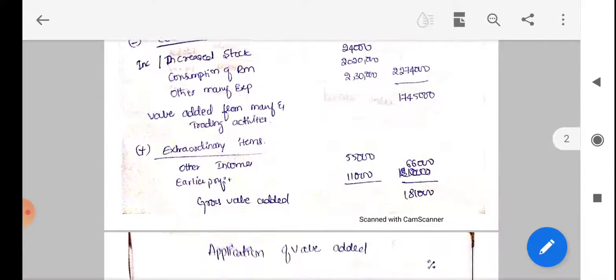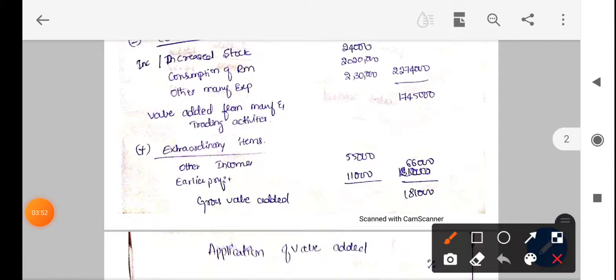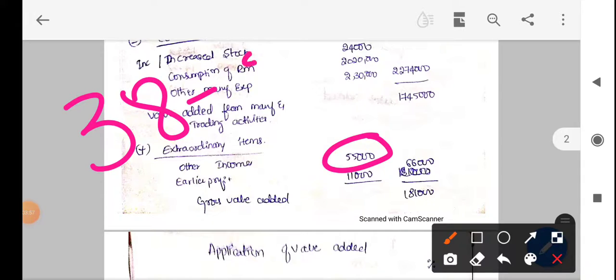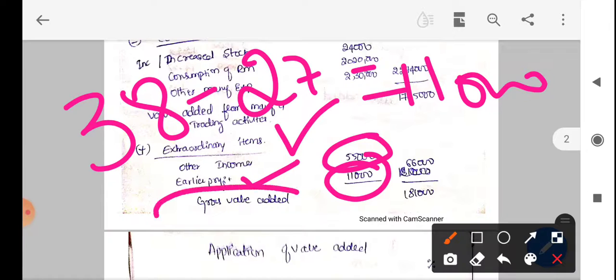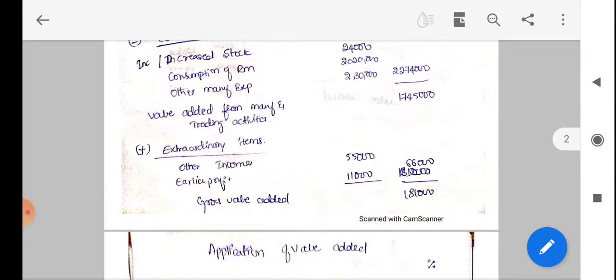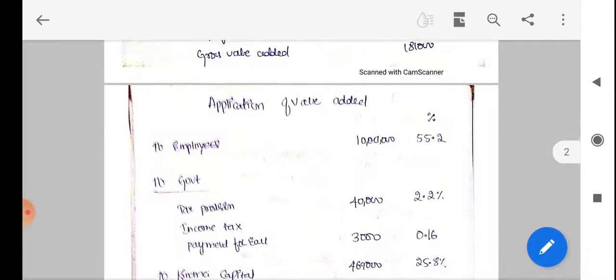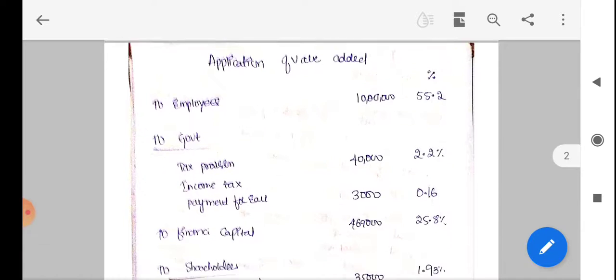Next we have to add the other income. The other income given in the problem is 55,000. Next we have earlier profit, that is 38,000, and the balance, that is 27,000. So it equals 11,000. So 11,000 we have to show as earlier profit in other income or extraordinary items. After adding this to the value added from manufacturing and trading activities, the gross total value added will be 1,81,000. So 1,81,000 is the value added of the company, that is of Bhadreshwar Limited.